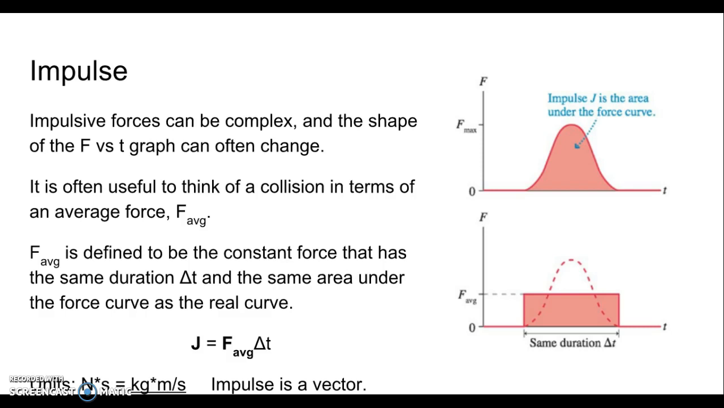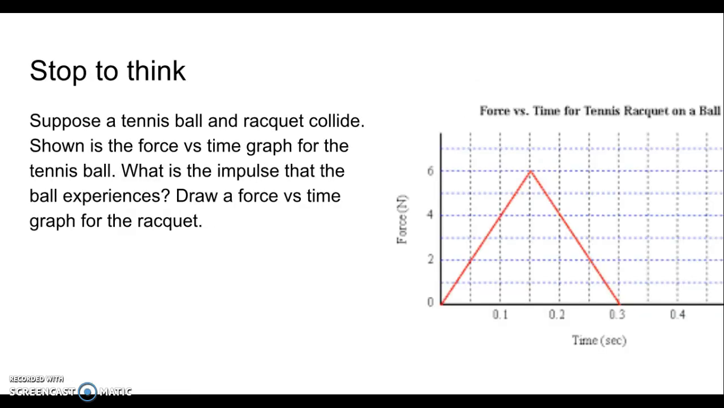Often impulse is symbolized with the capital J, and that's going to be average force multiplied by the time that force is exerted. Okay. Impulse is a vector quantity because average force is a vector quantity. It has units. Since we're dealing with force multiplied by time, that's newtons times seconds. But preferably we write that as kilograms times meters per second, and I'll talk about why that is later.